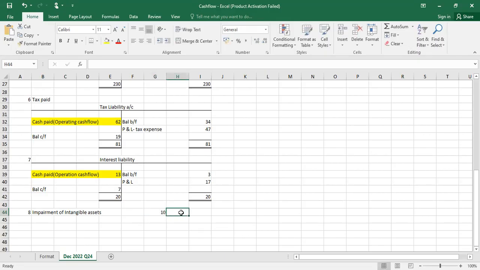And so what is important is that where we adjust for the depreciation expenditure, we shall adjust for this impairment. So this will be an operating cash flow. So that will be adjusted for under the operating cash flows. Let's go to number 9.